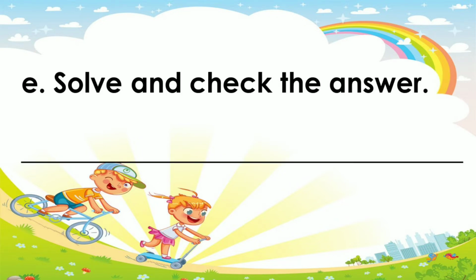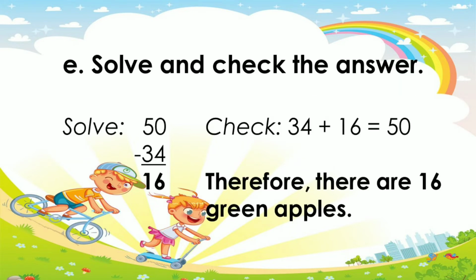Very good, children. Now, solve and check your answer. 50 minus 34 is equal to 16. To check, 34 plus 16 is equal to 50. Therefore, there are 16 green apples.